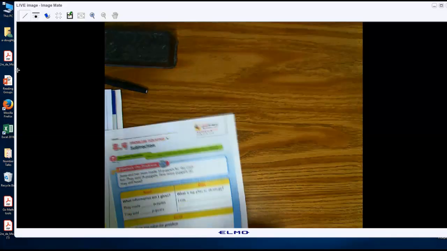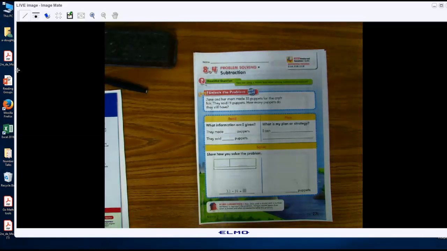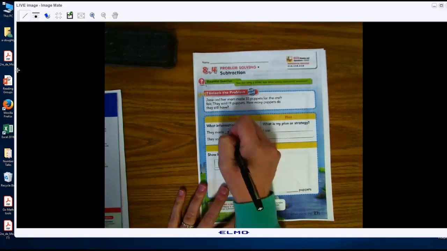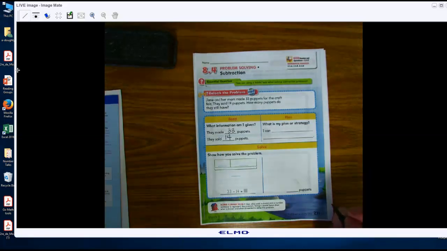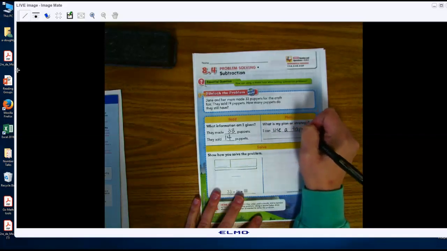So looking at page 271. Jane and her mom made 33 puppets for the craft fair. They sold 14. How many puppets do they still have? So what information am I given? Well, they made how many puppets? 33. And they sold how many? 14. So I can use a picture or use a tape to solve.